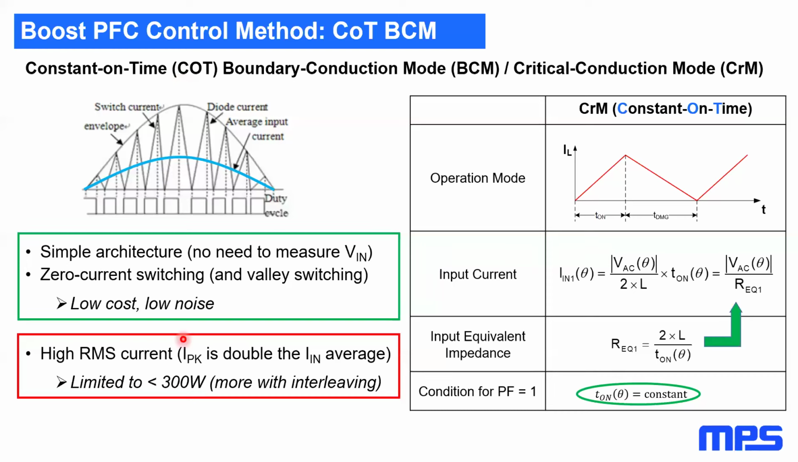Of course, you can always add more phases. So interleave 2 boost stages like this, both running in CRM, to go to higher power. In that case, you can probably reach, I don't know, at least 600 watts, let's say double of that.